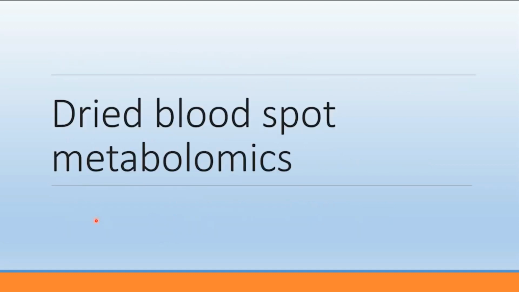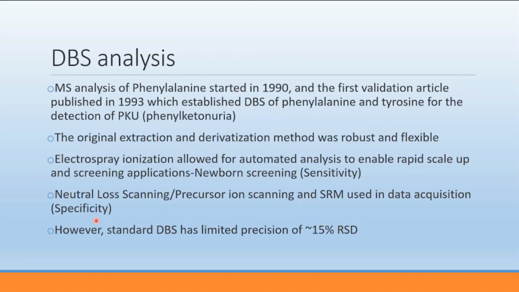So then I'm going to switch gears here for the last few minutes of this lecture and talk to you a little bit about dried blood spot metabolomics and a couple of applications and some innovation that we hope will help make dried blood spots more reliable. Note that dried blood spots are probably one of the oldest forms of collection for metabolomics that we know about, where mass spectrometry started with phenylalanine in the 1990s.